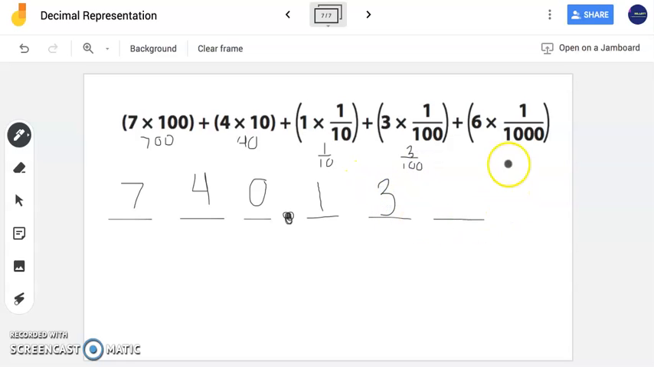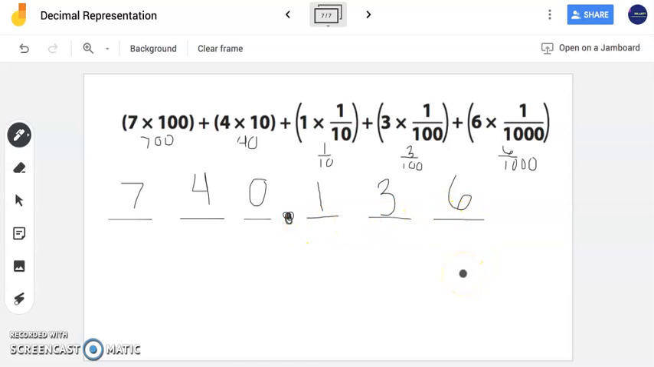And I'm going to follow the same pattern, moving to my thousandths place. So 6 times 1/1000 is 6/1000. So therefore, that digit in my thousandths place would be a 6, giving me the number 740 and 136 thousandths as my answer.